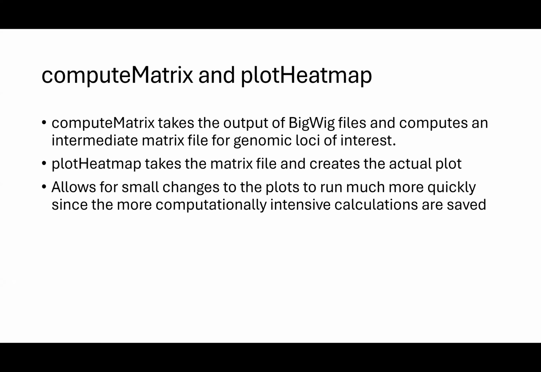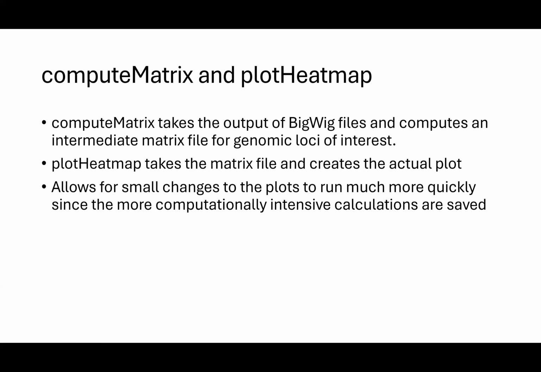The next part, if you want to make a heat map, is called computeMatrix and plotHeatmap. DeepTools breaks this up, which seems a little excessive, but is actually quite helpful. Basically, computeMatrix does all the math that you need to make a heat map. You probably take that for granted, but there's a lot of rescaling and figuring out the intensity at each part of a heat map that needs to happen. By doing this separately, it saves that matrix file.